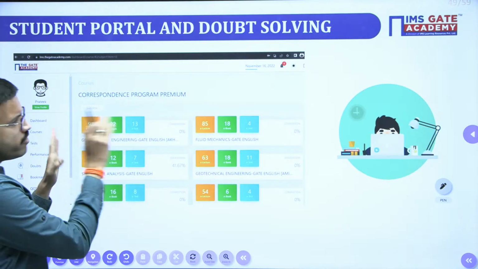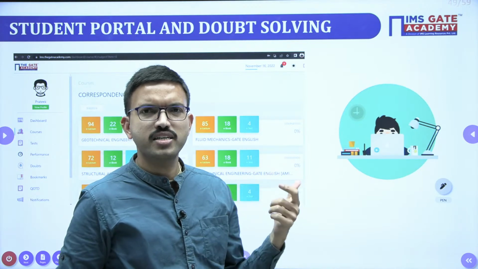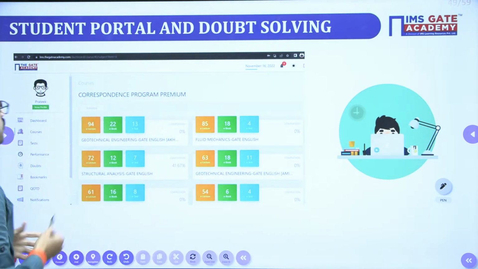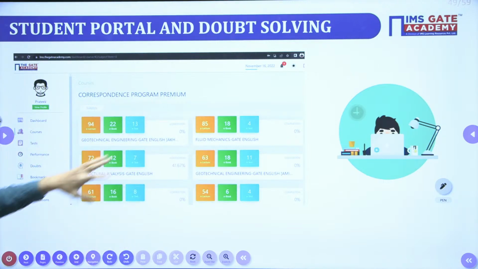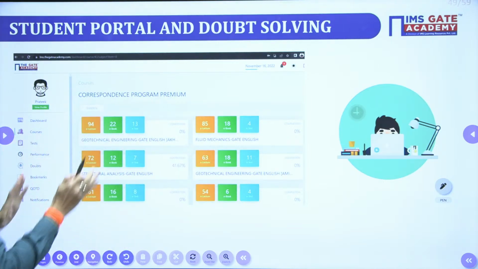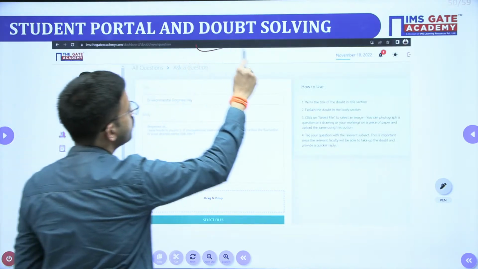And then whoever students enrolled for offline or online or hybrid classes will have access to the student portal and doubt solving. So this is the student portal, whatever the courses you have access to will be shown there, and this is the doubt solving platform.